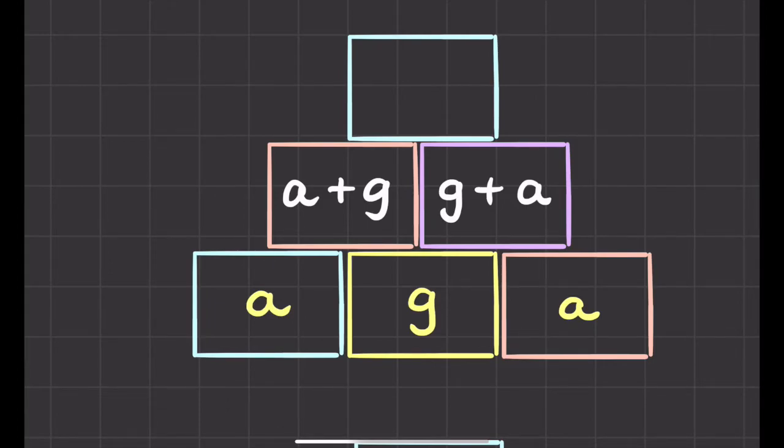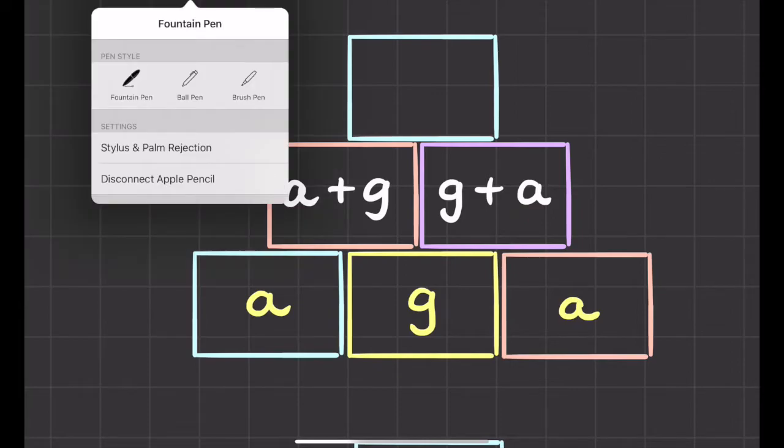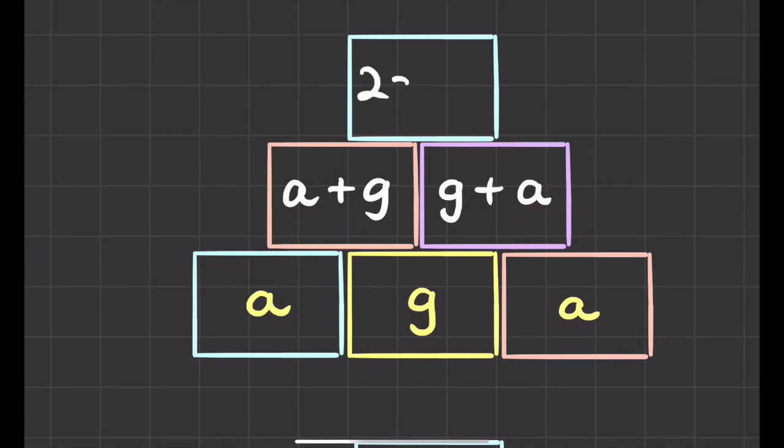Now, we can do something a little bit better. Rather than write out a plus g plus a, we could simplify it. So what we could do is collect our like terms. How many a's have we got? We've got two a's, two groups of a. So I can write 2a. And how many groups of g have I got? I've got two groups of g, so I can write plus 2g. And that would be the simplified answer.